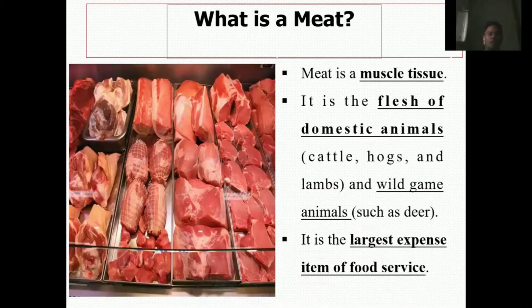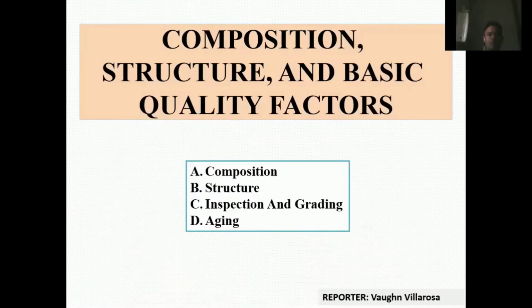So what is meat? Meat is muscle tissue and is the flesh of domestic animals such as cattle, hogs, and lambs, and wild game animals, also known as deer. And meat is the largest expense item of food service in the world. Next, please. So my topic will cover the composition, the structure, the inspection and grading, and aging.